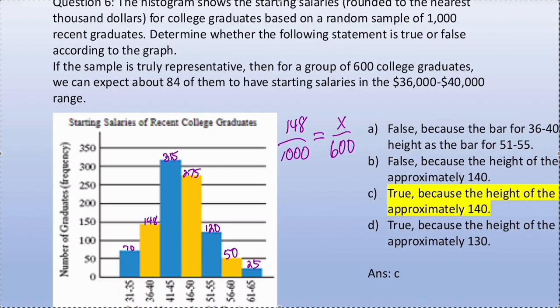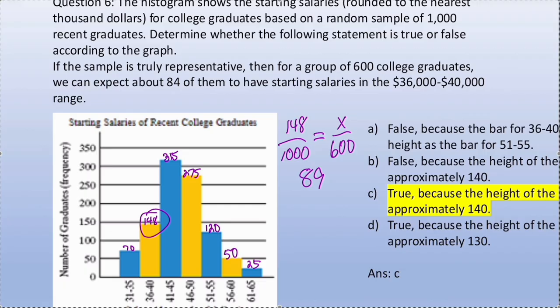Okay, so we got to solve this proportion. So you're going to cross multiply. So if we do 148 times 600 and divide by 1,000, should we get a number close to 84? And then it would be true. Now, again, my 148 might not be perfect. I got 89, not 84, but I think my 148 might have been a little too high. I said I wanted to get something close to 84 to say it's true.